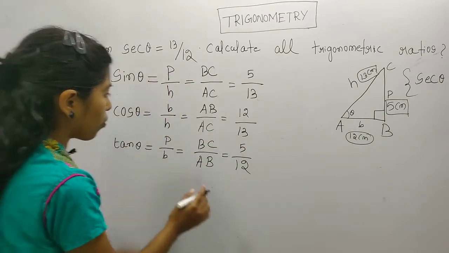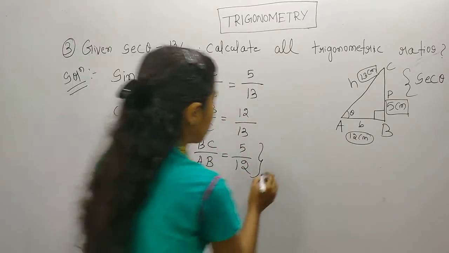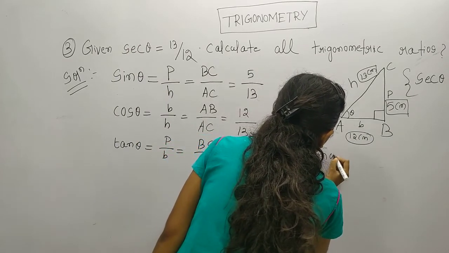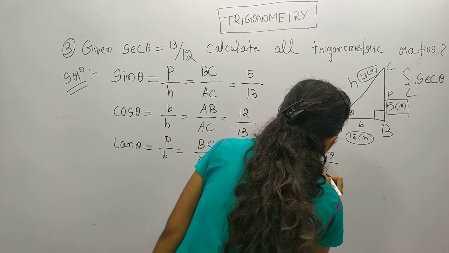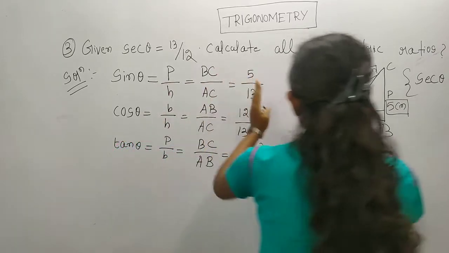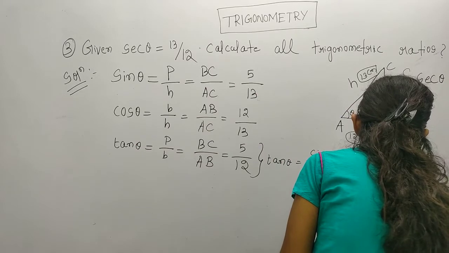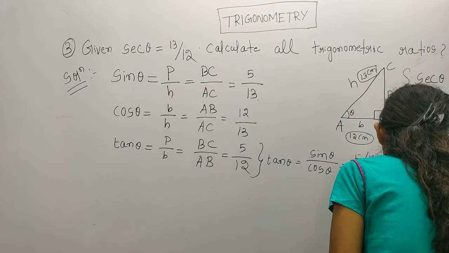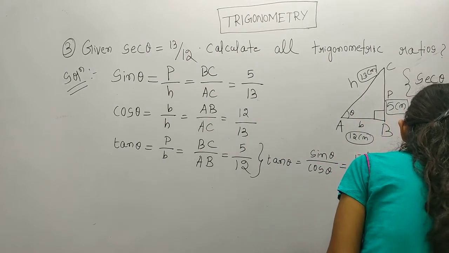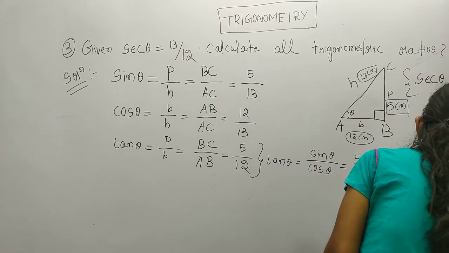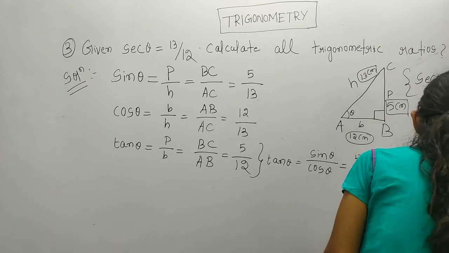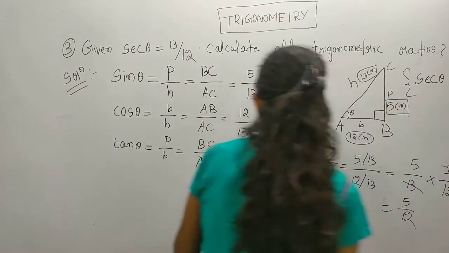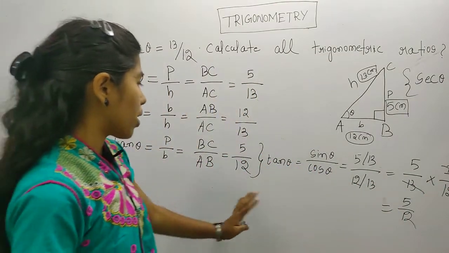Here you can also prove it. Again, tan theta equals sin theta by cos theta. Sin theta is 5 by 13 and cos theta is 12 by 13. So it will become 5 by 13 into 13 by 12. The 13s will cancel, then it will come 5 by 12. So two methods are there, and from both you can find the same answer.